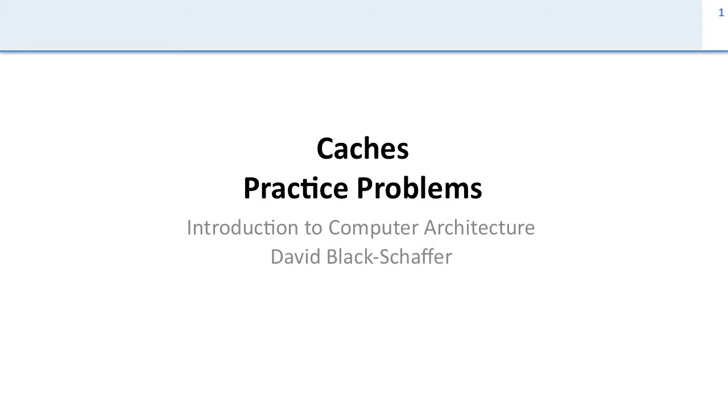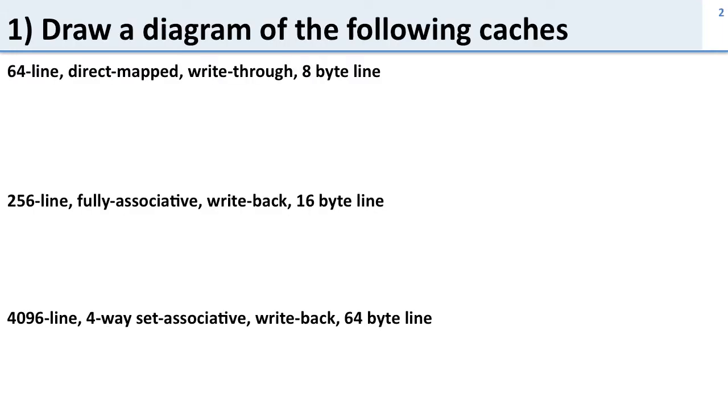Here are the caches practice problems. So the first question here was about drawing diagrams of caches. And we had three different types of caches to look at: a 64-line direct mapped write-through with 8 bytes per line, a 256-line fully associative write-back, and a 4096-line four-way set associative. So let's take a look first at this one.